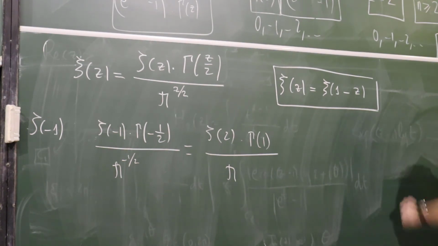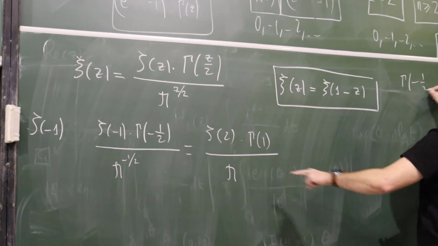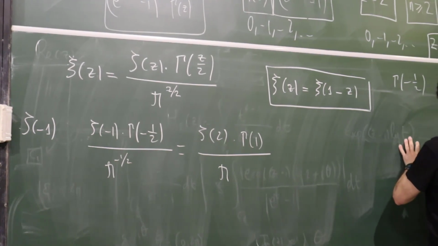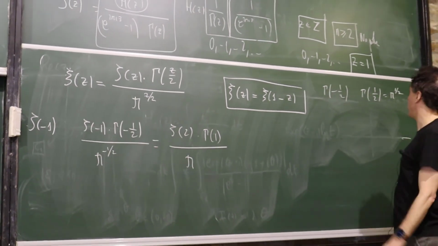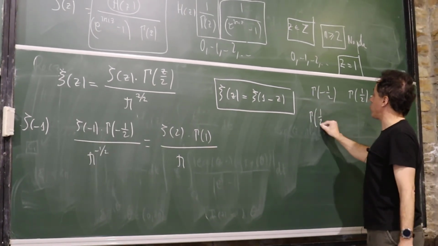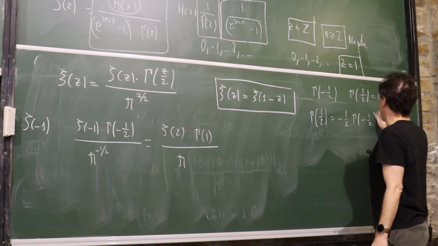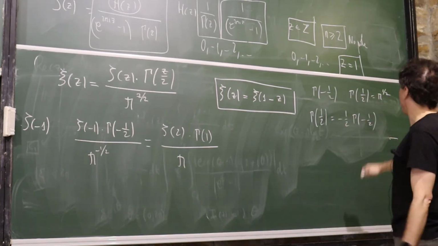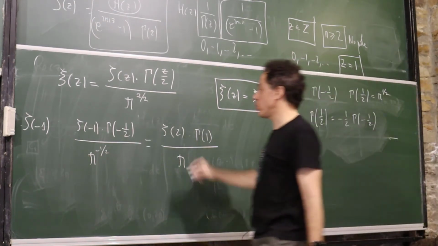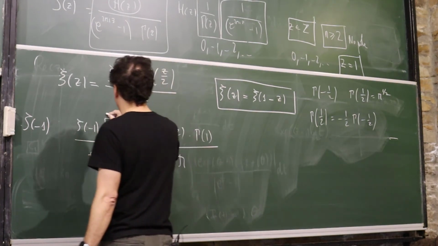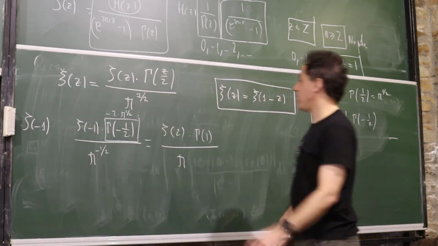Okay, which values here do we know? Gamma of minus 1 over 2. We know that gamma of 1 over 2 is pi to the 1/2. But gamma of 1 over 2 is minus 1 over 2 times gamma of minus 1 over 2. So gamma of minus 1 over 2 is minus 2 times pi to the 1 over 2. We have here that.